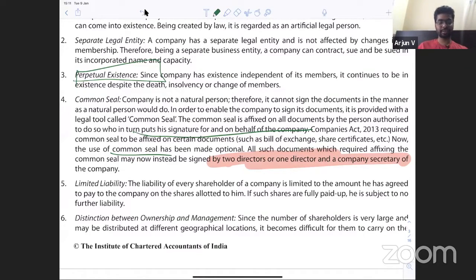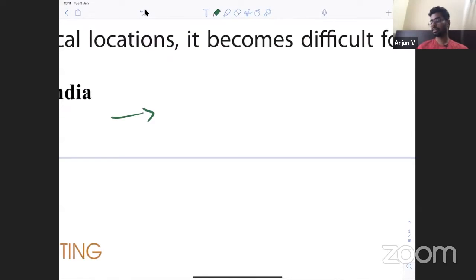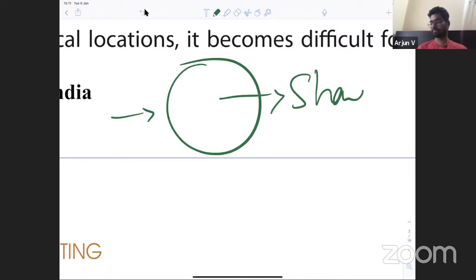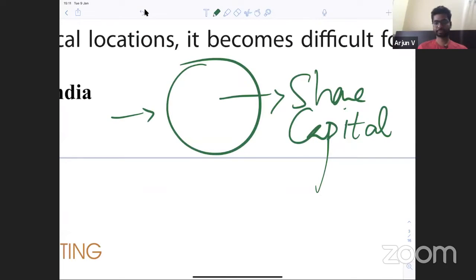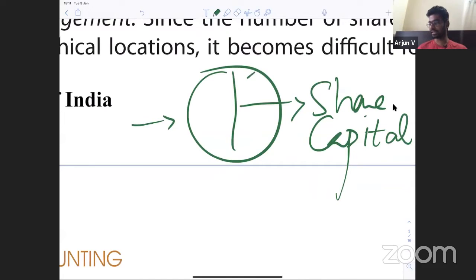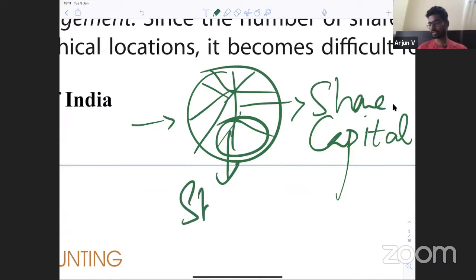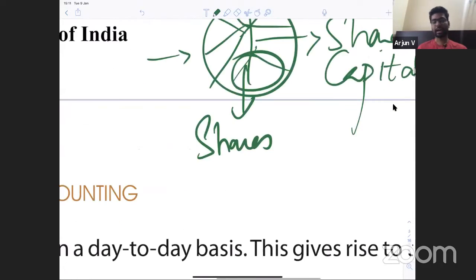Next one is limited liability. What do you mean by limited liability? Now I want you guys to understand. Let us try understanding what you mean by a share capital. The total capital of a firm, we call it share capital. In case of a company, the total capital of the company, we call it what? Share capital. Are you clear till now? Now, this total share capital of the company, we divide it into smaller bits. These smaller bits, we call shares. Are you clear?